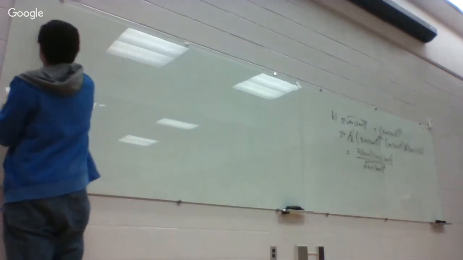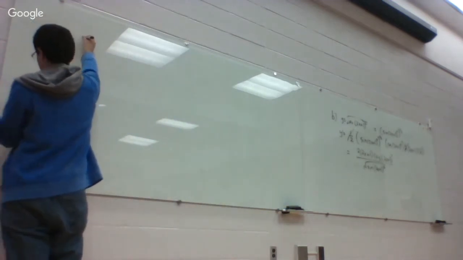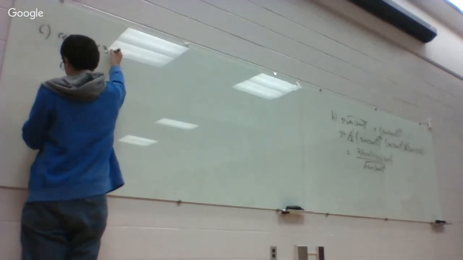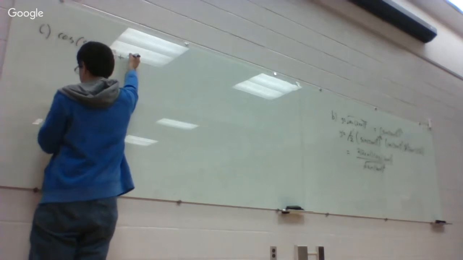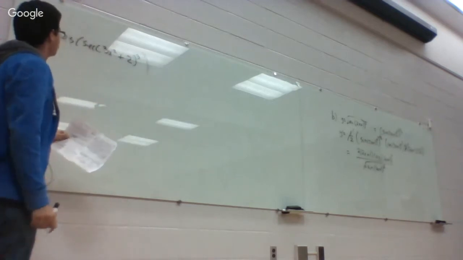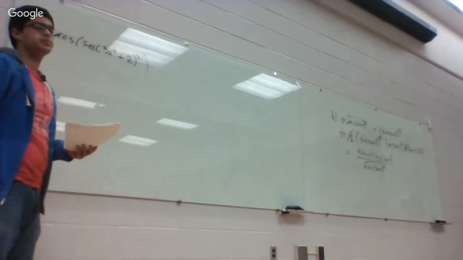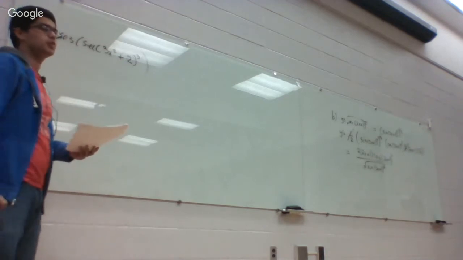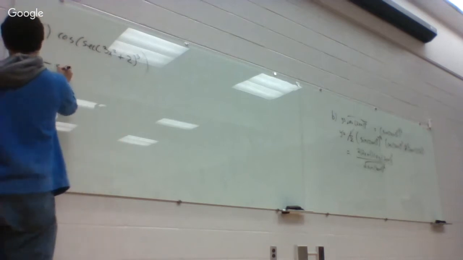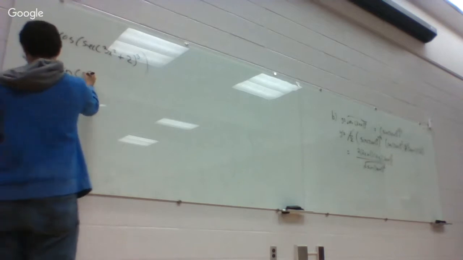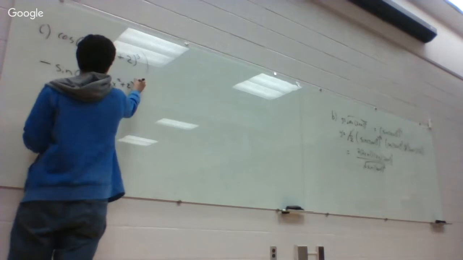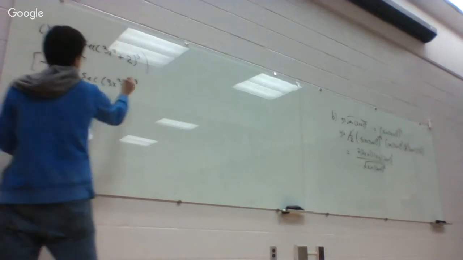And the last one. Cosine of secant of 3x squared plus 2, cubed. So what's the first thing that I write? Negative sine of all that. Negative sine of secant of 3x squared plus 2, that quantity cubed.